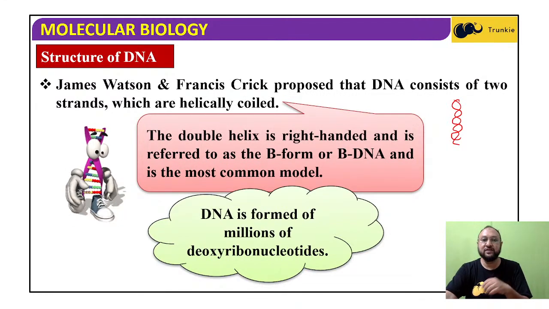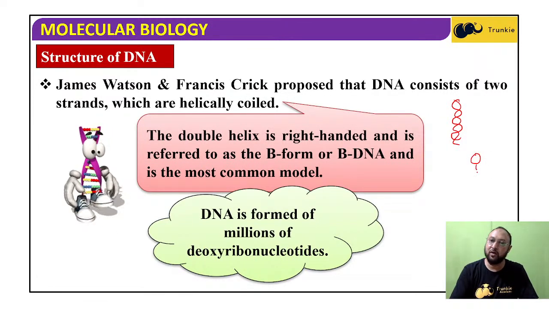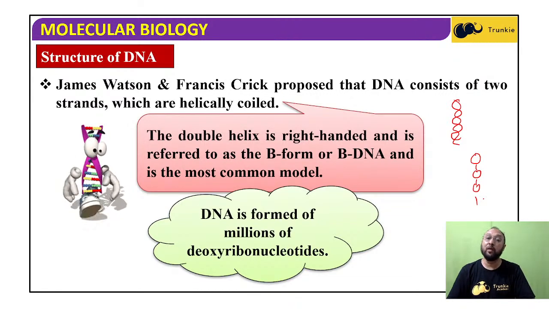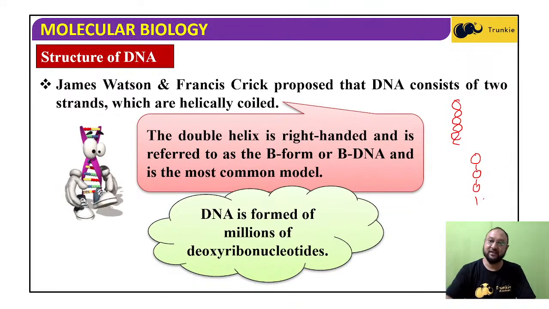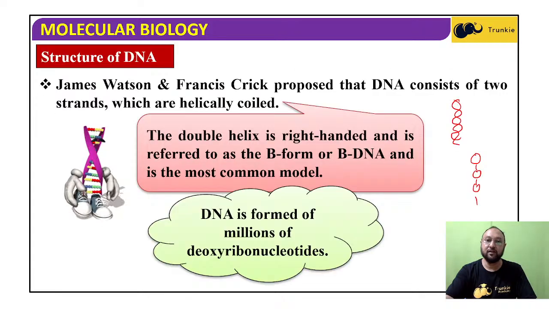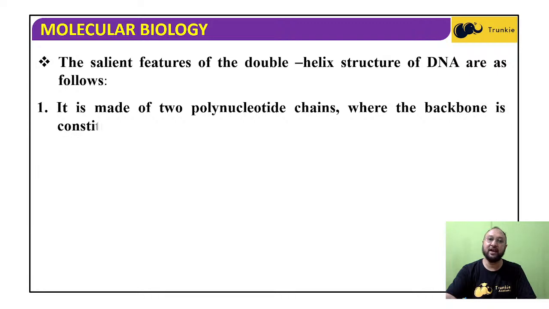DNA is formed of millions of deoxyribonucleotides. That's why it's called deoxyribonucleic acid: one deoxyribonucleotide is joined with another. That is why it's called a polymer. So it's a long polymeric chain of deoxyribonucleic acid. Many of the salient features of the double helix structure of DNA are as follows.